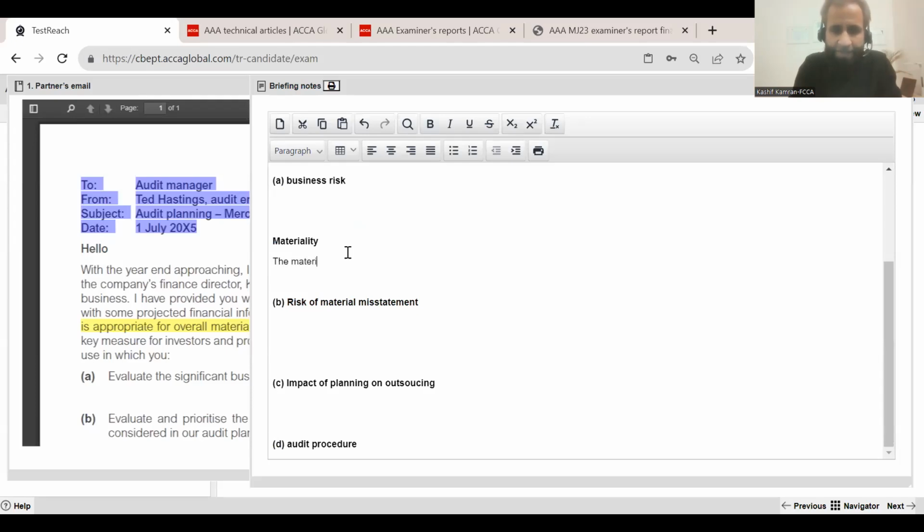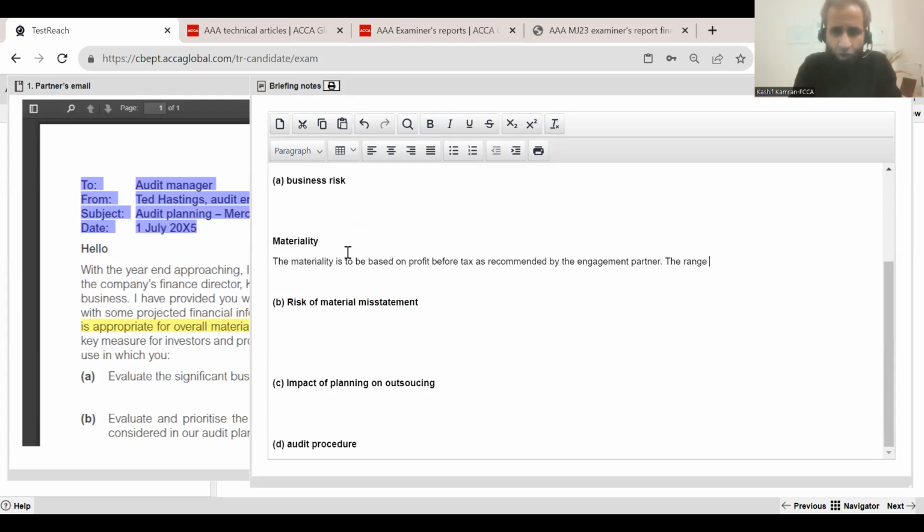Let's see what to be done here. The materiality is to be based on profit before tax as recommended by the engagement partner.